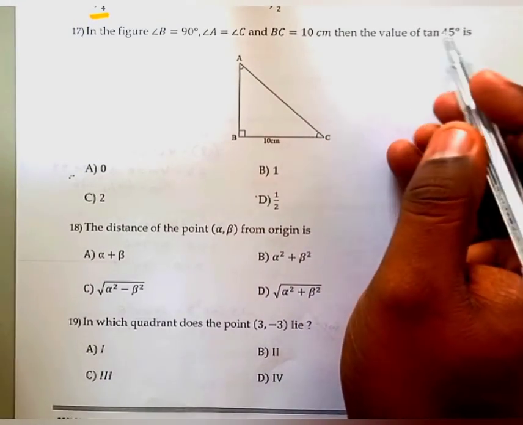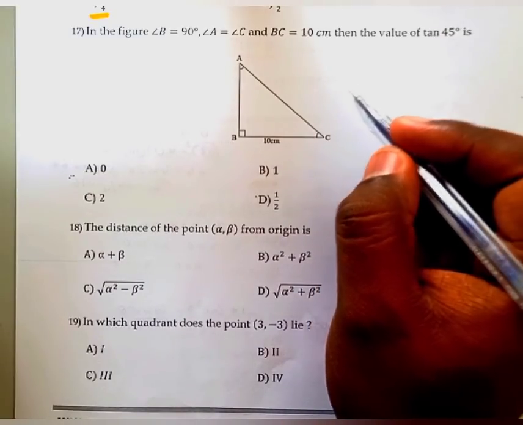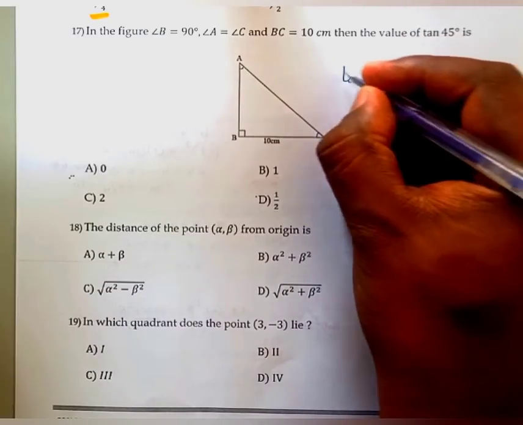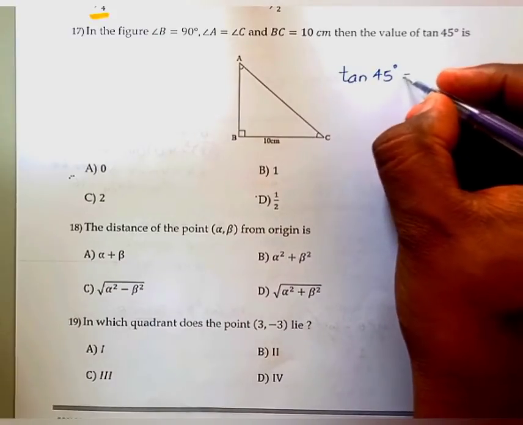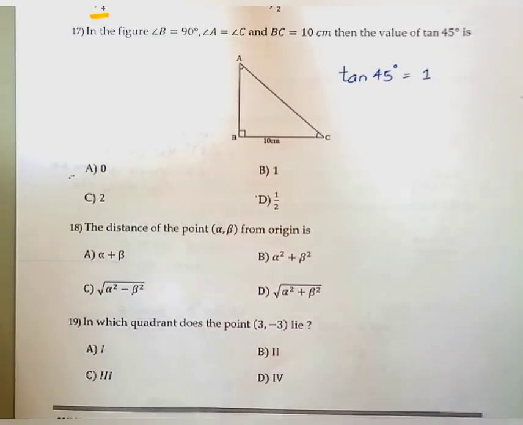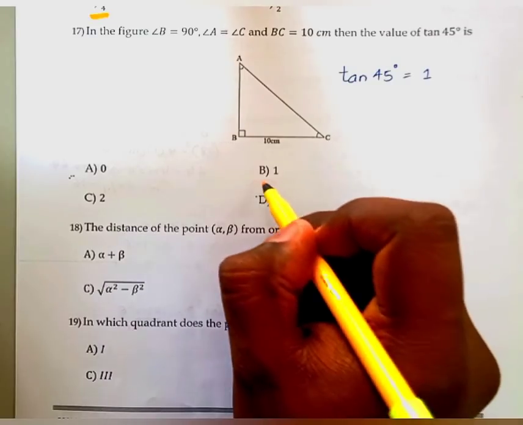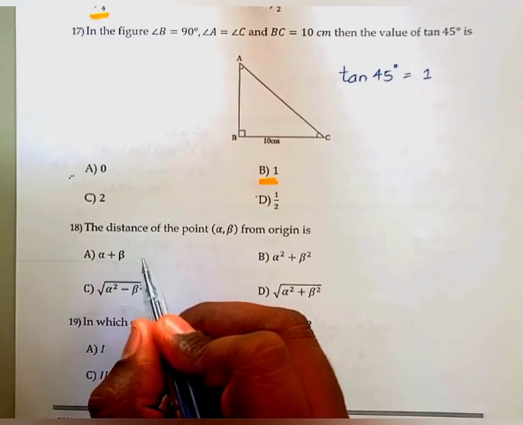17th question. In the figure, angle B equals 90 degree, angle A equals angle C, BC equals 10 centimeter, then the value of tan 45. Directly you can write the value of tan 45 degree is 1. Otherwise, you can find tan 45 equals opposite by adjacent. Again, you will get the same answer. Directly, you can write tan 45 value is 1. Therefore, the correct answer is option B, 1.